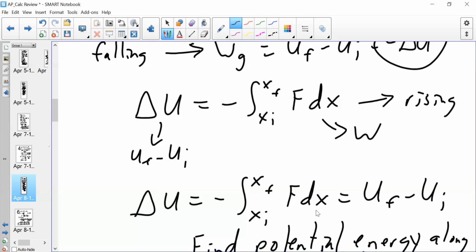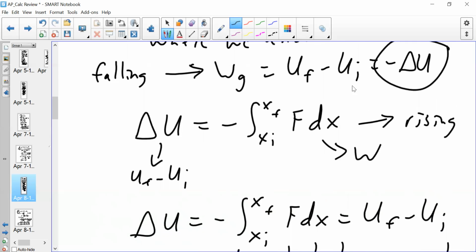So let me just amend that statement. In this case, we're rising up. The potential energy change is going to be positive, and the work done by the conservative force would be negative, and vice versa if it was falling, as we have here. So the signs would just switch. This will be positive, and that would be negative. Okay, same.